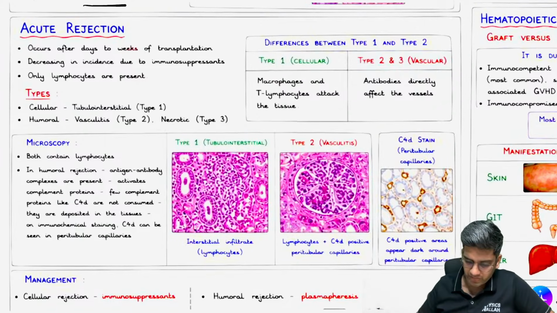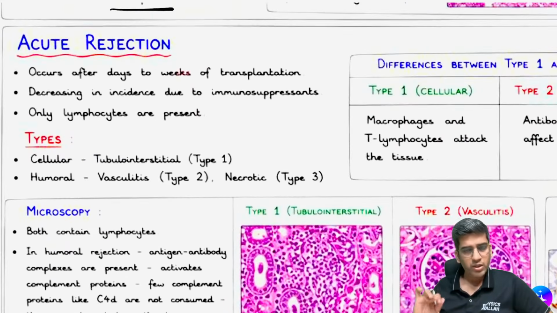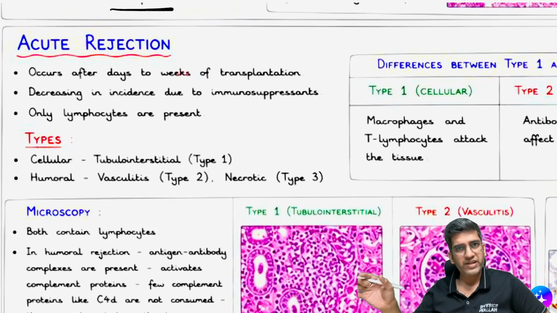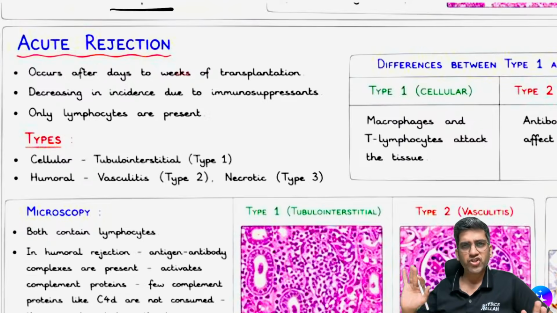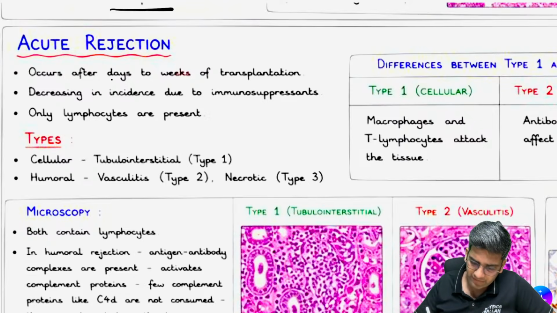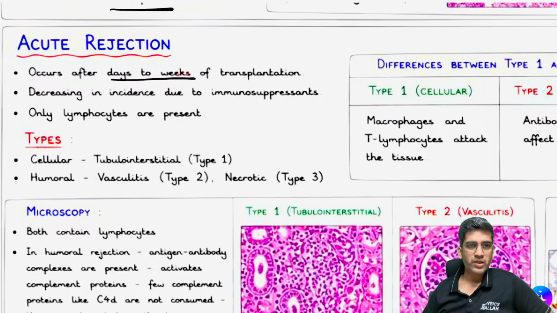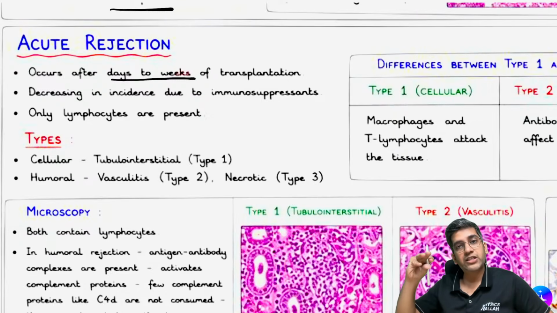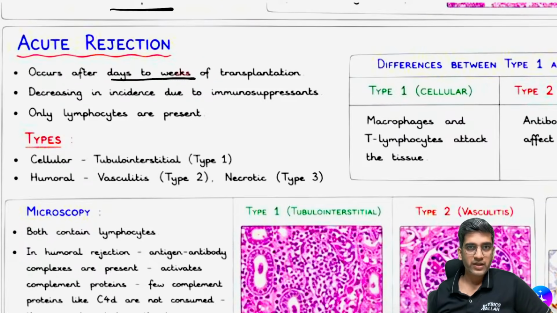Fine. In acute rejection, I have both B lymphocytes and T lymphocytes. Both can cause acute graft rejection. It happens after days to weeks of transplant. How do I know it? The moment I have a kidney transplant, if the kidney function starts reducing after a few weeks, I think of a rejection. Right? One of the blessings is immunosuppressants.